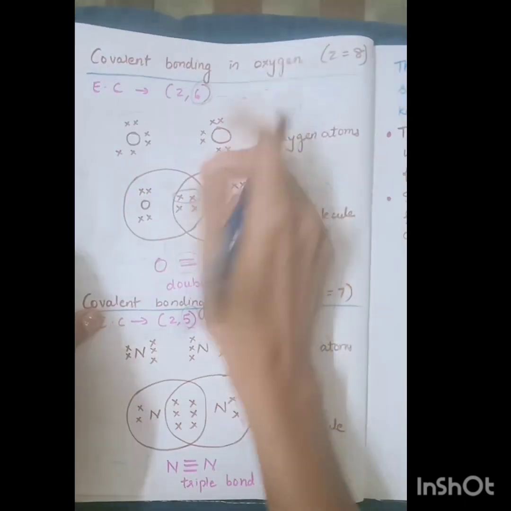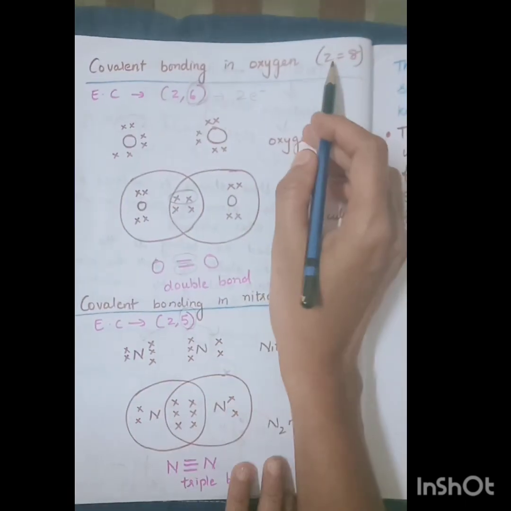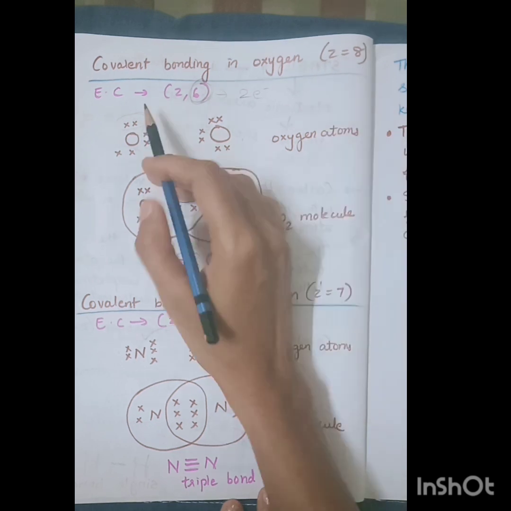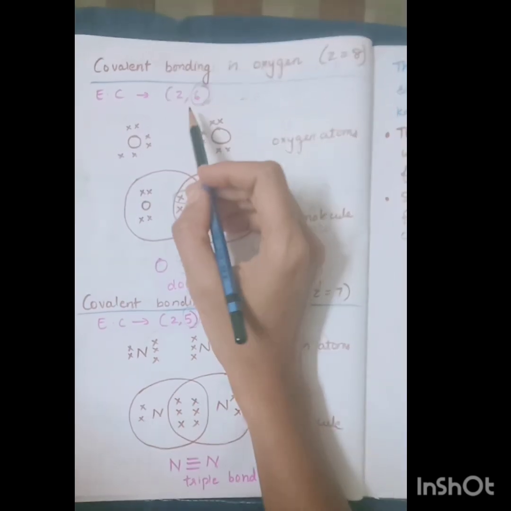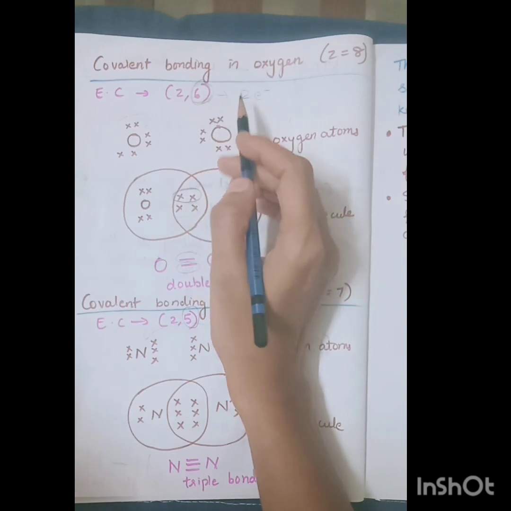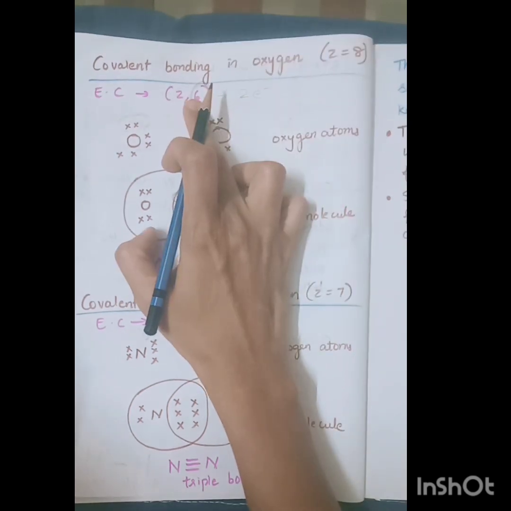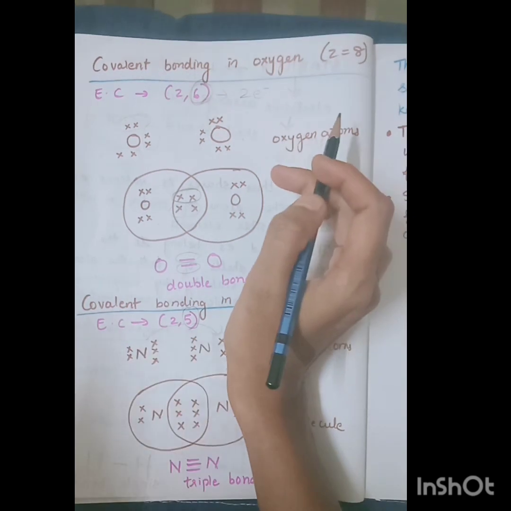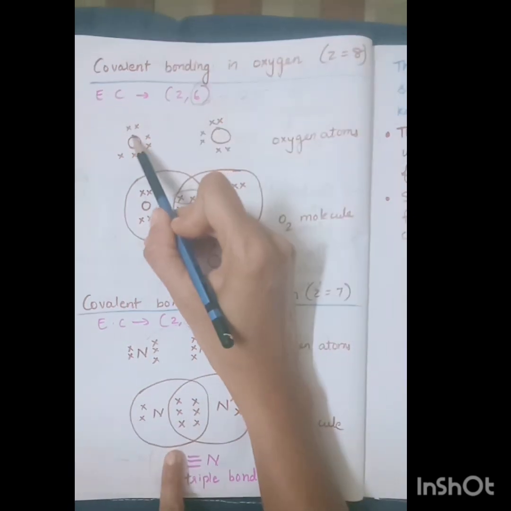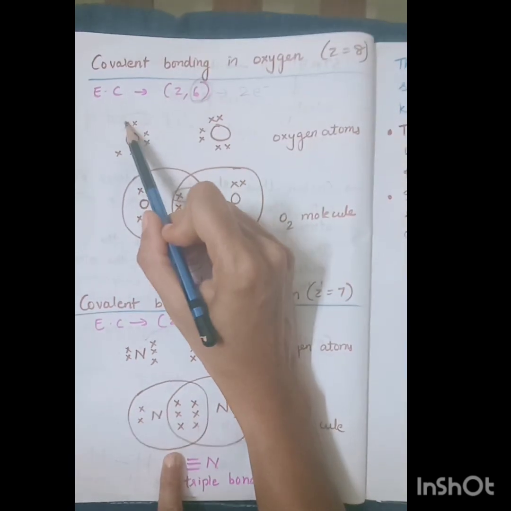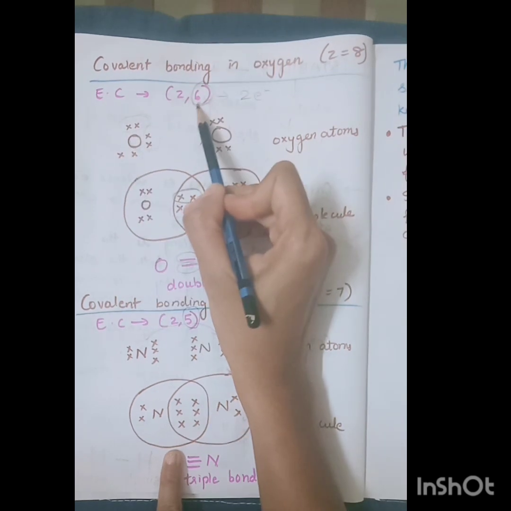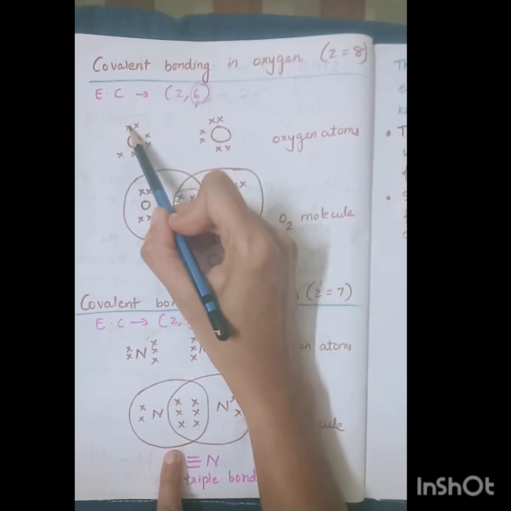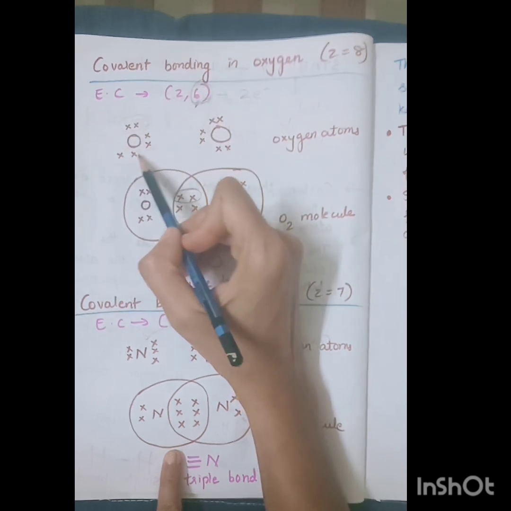Now next one, covalent bonding in oxygen. Oxygen has atomic number 8, so electronic configuration is 2,6. Now this is not stable. It requires 2 more electrons to complete its octet, that is 2,8. Now let's take the first oxygen atom. We will only show the valence electrons around this. These are the valence electrons, 6, and the 6 electrons are being shown here using crosses.